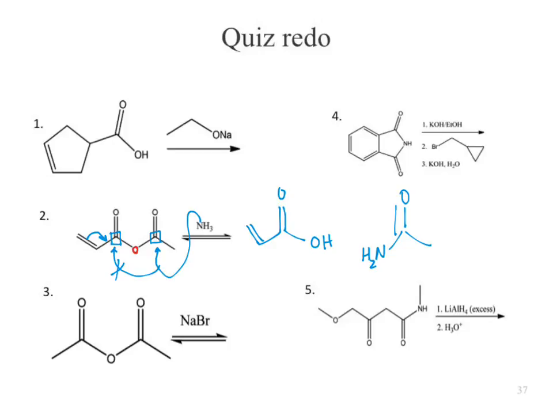Okay. Question 3. What would your nucleophile be? Bromide. Your leaving group would be your carboxylate. Which is more stable, bromide or the carboxylate? The bromide is more stable, which means no reaction.